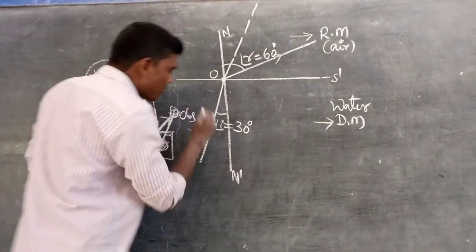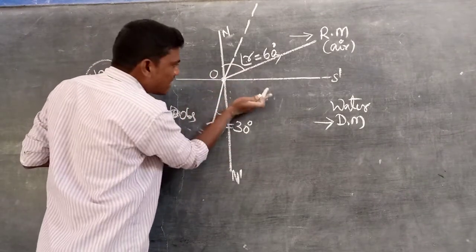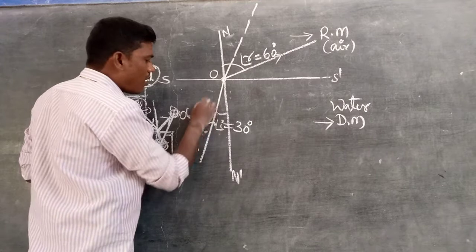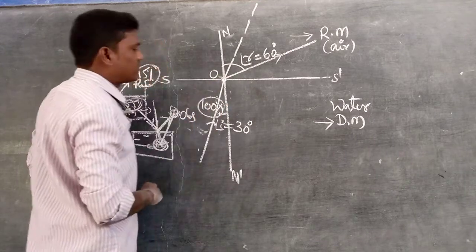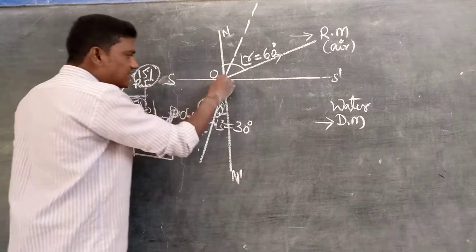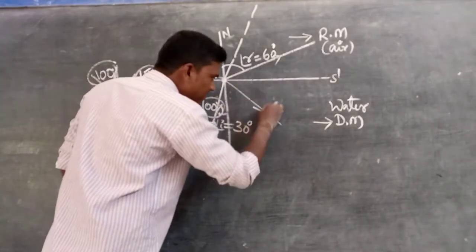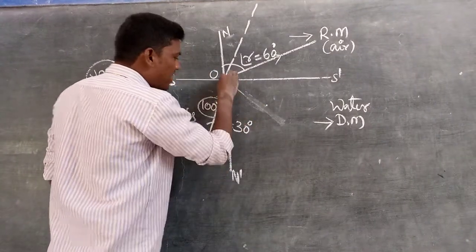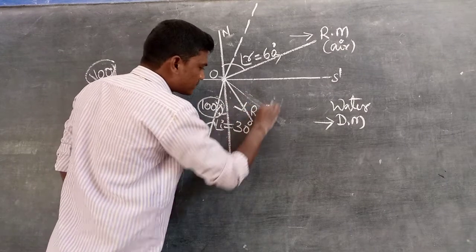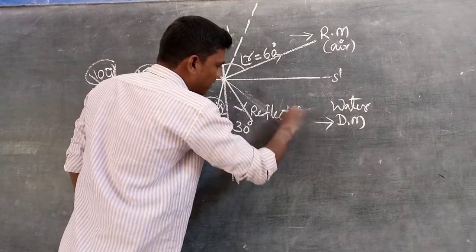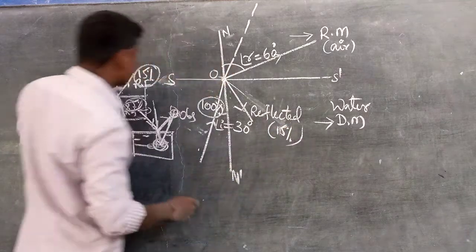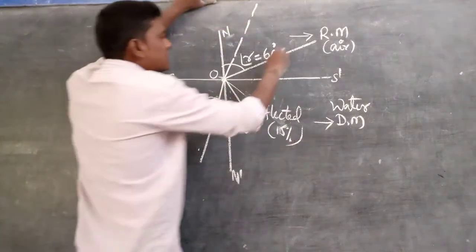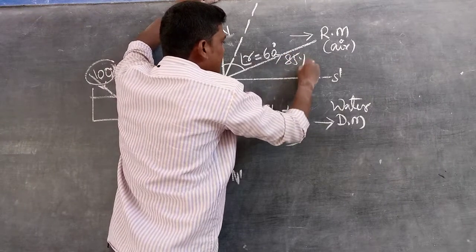Now, also when light travels from denser medium to rarer medium, 100% of the light falls on the refracting surface S dash. At that time, some part will be reflected, about 15%, like this. The remaining 85% is refracted.